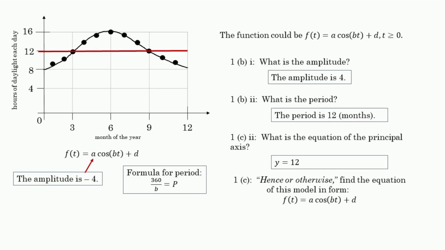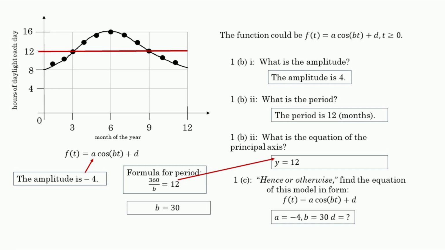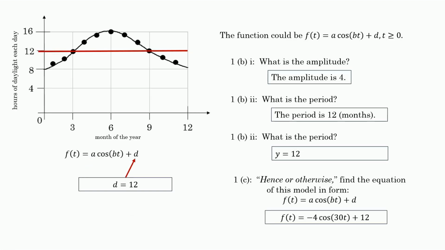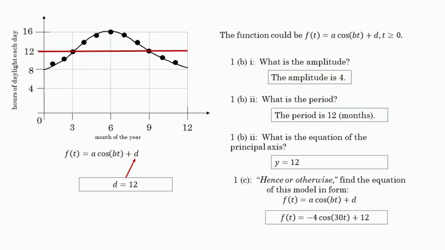Now, let's tackle b, which has to do with the period. The period equals 360 degrees divided by b. Write an equation using what you know and solve for b to find that b equals 30. The parameter d is the vertical shift. Since the principal axis is 12, instead of 0, d equals plus 12.